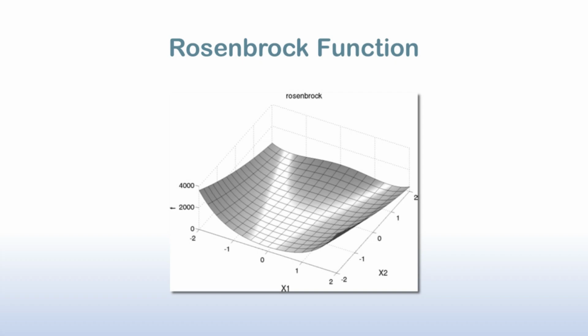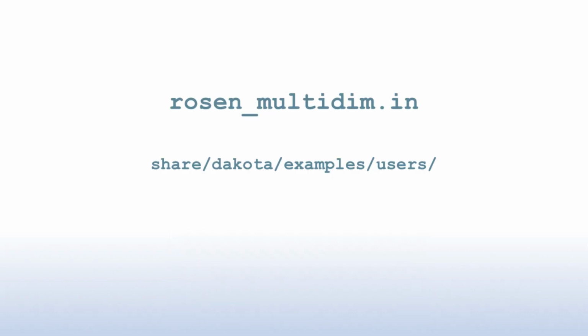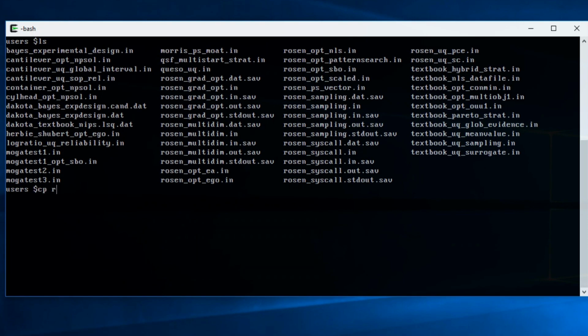For the example used in this tutorial, Dakota will explore the Rosenbrock function, using its multidimensional parameter study method to search the function across an evenly partitioned grid of points. This example file is called rosen_multidim.in and is located at the following path, starting from the Dakota install directory. Copy this file to a working directory area for Dakota to run in, such as your home directory.